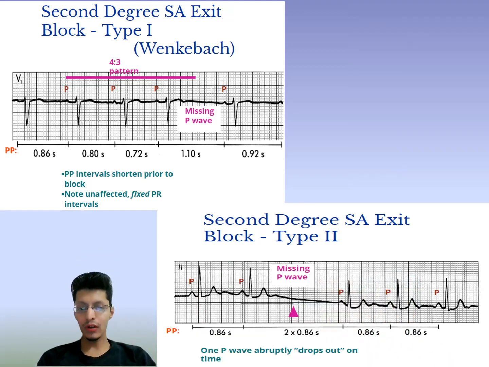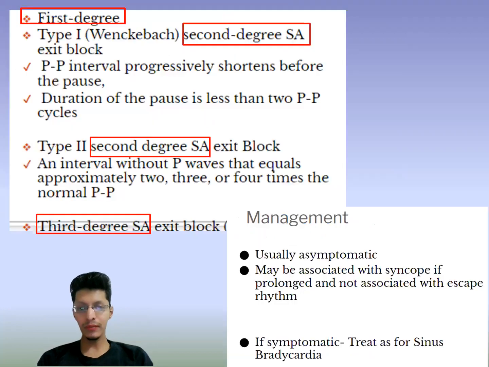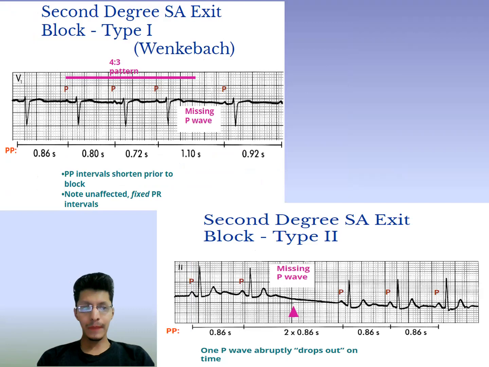And now you see the type 2 SA block. In this type 2 SA block, you can see that your PP interval is still the same. But what is happening? PP interval is 0.86, and then there's a missing P wave. So in this, per se again, a pacemaker will not be required in asymptomatic cases, but it will be required if the patient is symptomatic. Third degree AV block, there is no correlation again.